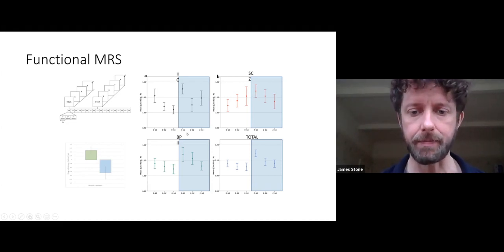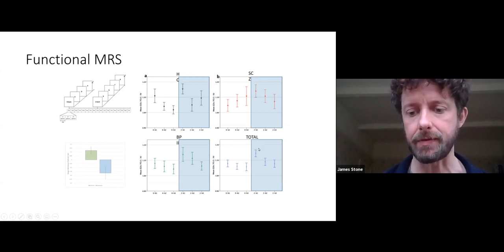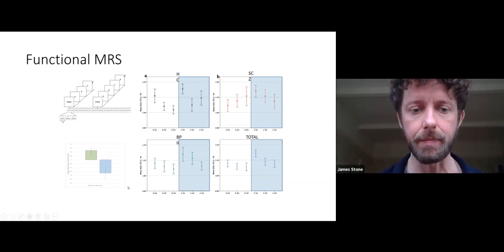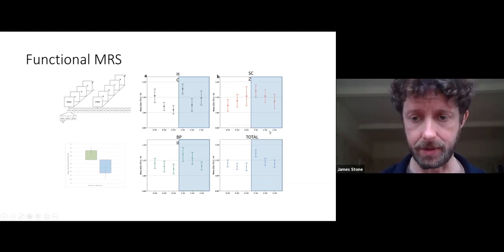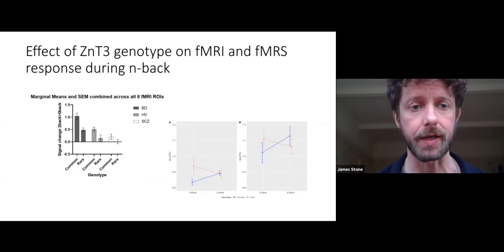The bipolar patients seem to have a similar pattern to the healthy controls, although the change there is slightly less. We basically found that there was a significant change between the end of the zero back and the beginning of the two back. And so we took this forward and did some further work using functional MRS.